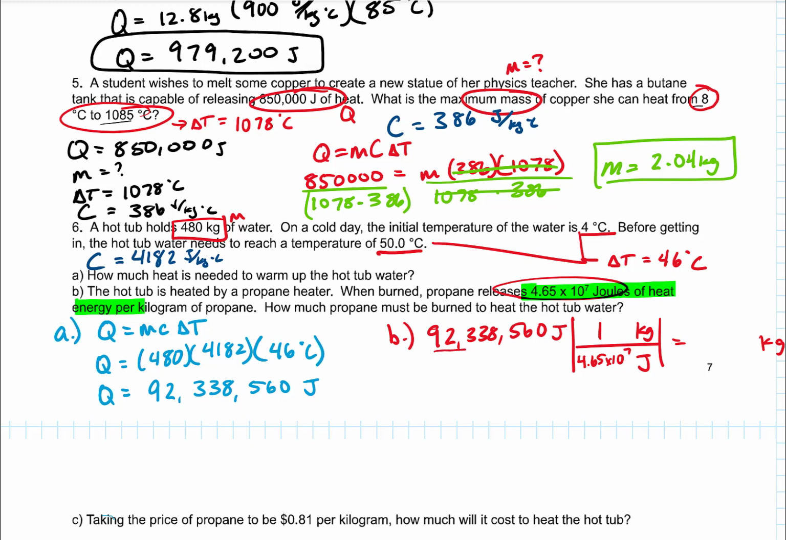So we're going to take 92,338,560 joules and divide it by that to see how many kilograms we get. Joules on top, joules on bottom, that goes away. And we end up with 1.99 kilograms of propane.